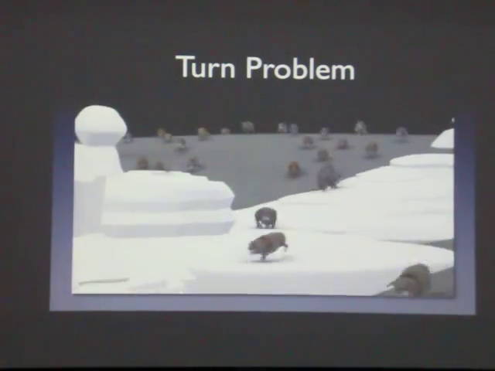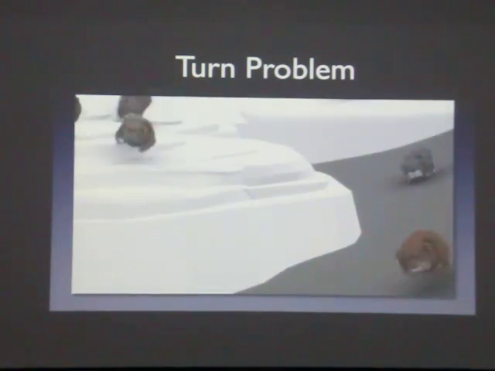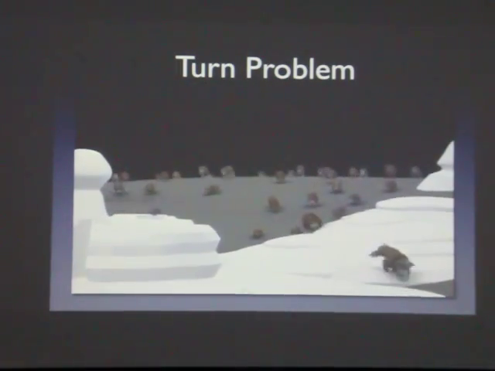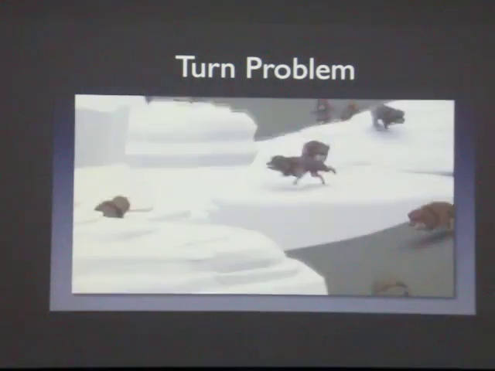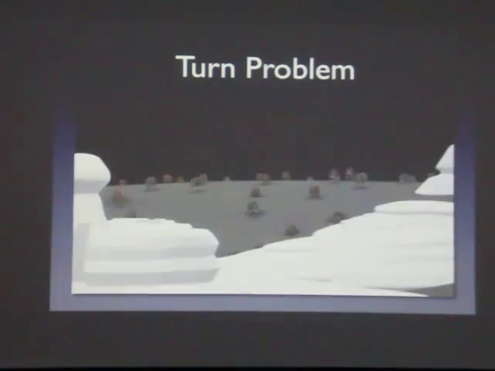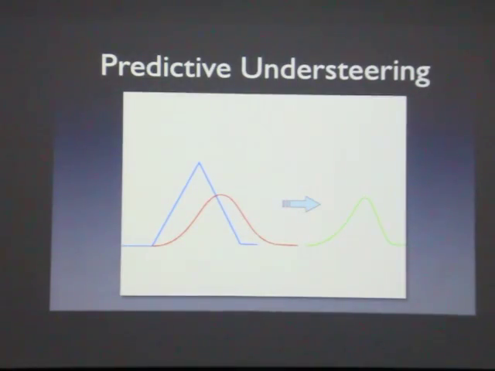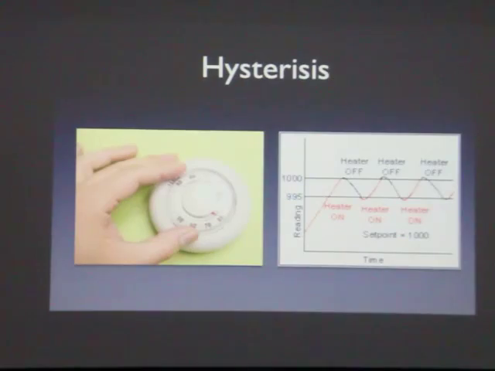And maybe for rats that's okay, but dogs don't change their minds that quickly. So it looks a little odd. So we created a technique that we called predictive understeering. And the way it works is sort of like how a thermostat works.